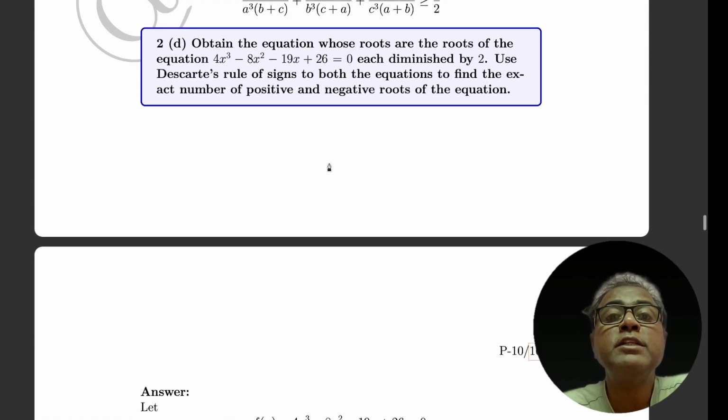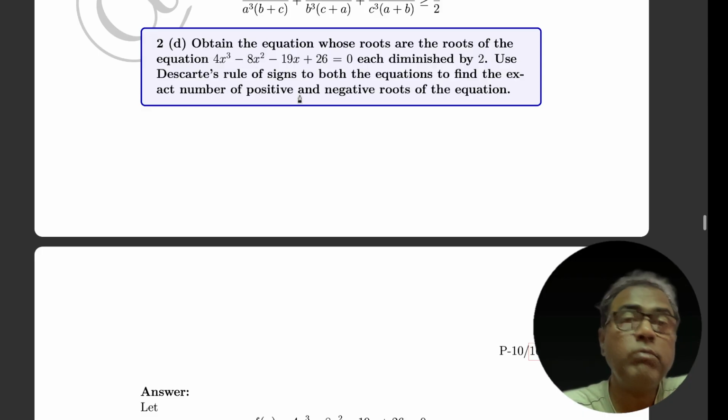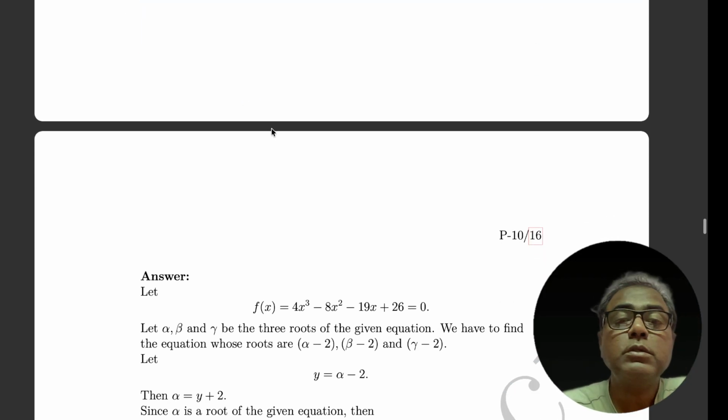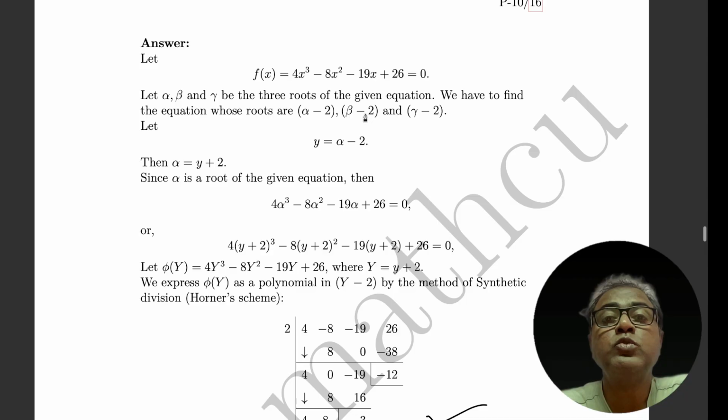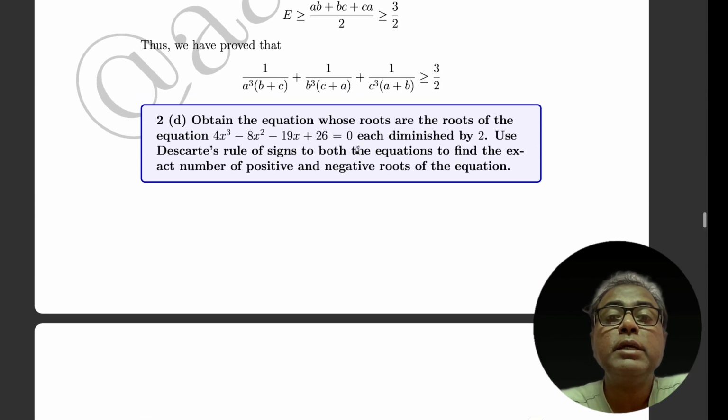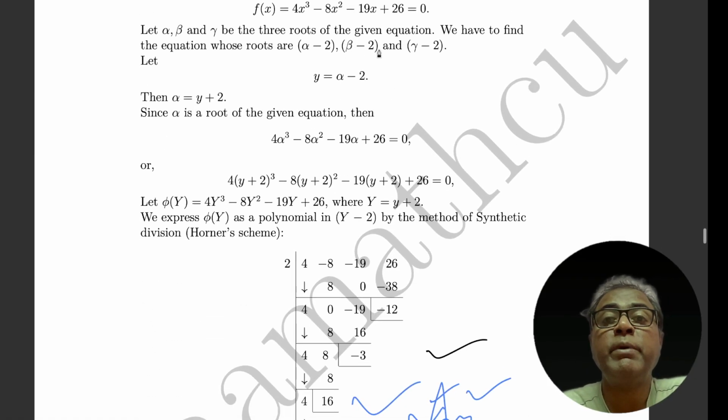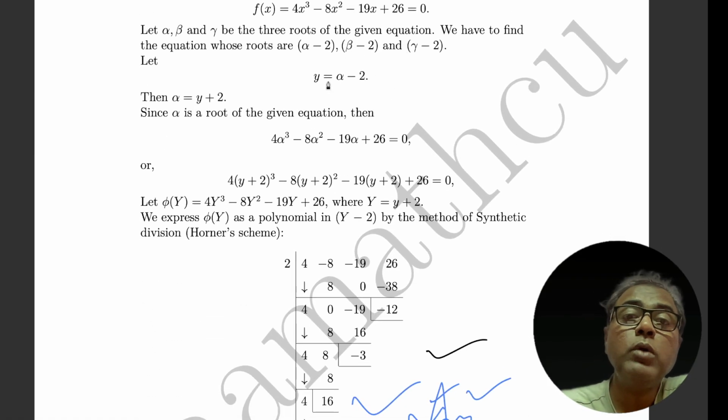Now we have this equation, the left hand side polynomial in x, we say this is f(x). So let f(x) equal to this. Now let alpha, beta, gamma be the 3 roots of this cubic equation. We have to find the equation with roots alpha minus 2, beta minus 2, gamma minus 2, because the roots are each diminished by 2. Let y equal to alpha minus 2. So obviously alpha equal to y plus 2. Now alpha is a root of this given equation.